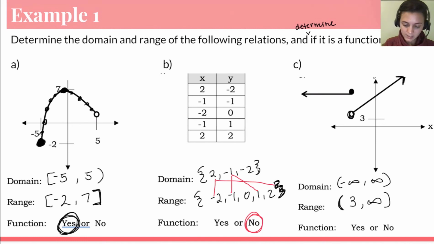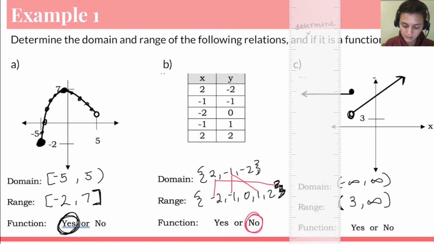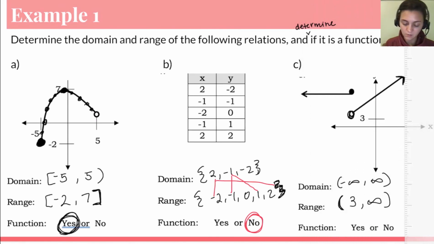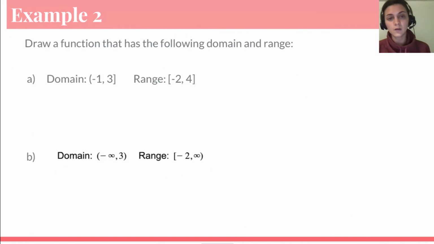Is this a function? What do you think? Here's my ruler. Does this pass the vertical line test? Right here's the tricky part. Is that 1 input or 2? That's just 1. So we have the closed circle and then the open circle. So the only point is the higher point up there. And yeah, this passes the vertical line test. This is a function.